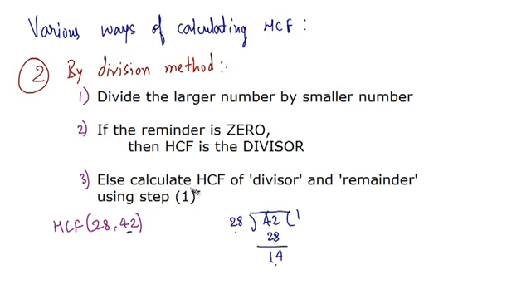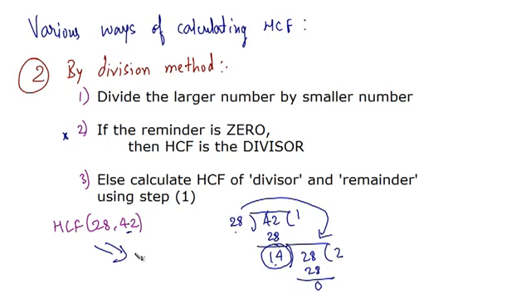Now again, let's move on to step 1. Divide the larger number by the smaller number. The smaller number is the remainder. So we have to divide 28 by 14. 14 times 2 is 28. And the remainder here is now 0. Now we can move to step 2. If the remainder is 0, then the HCF is the divisor. So this divisor is the highest common factor. Therefore the HCF of 28 and 42 is 14.